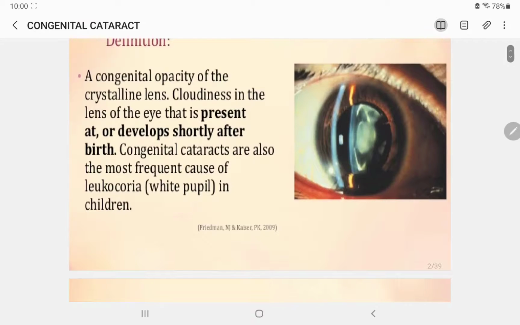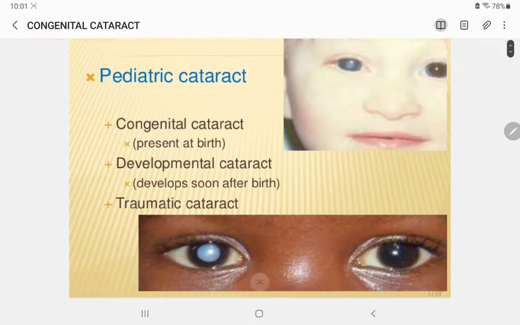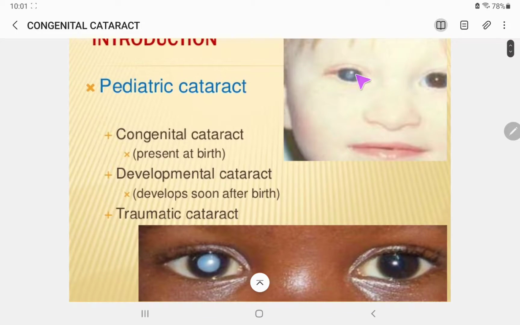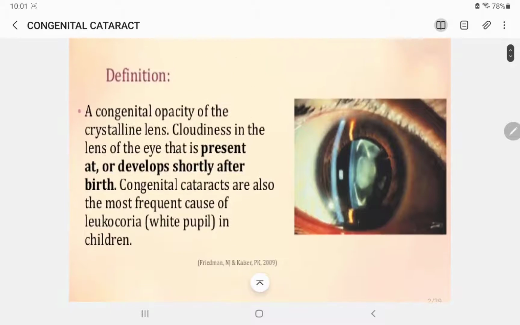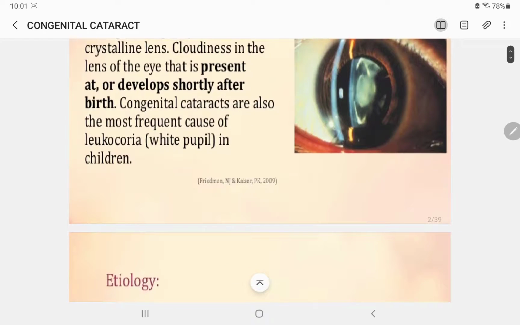Cloudiness is present in the lens of the eye, present at or developed shortly after birth. That means congenital and developmental. Congenital cataracts are also the most frequent cause of leukocoria, that is white pupil in children. We can see a white pupil here and here also. There are other causes of leukocoria, that is white pupillary reflex, like diseases of the eye such as retinoblastoma and ROP, retinopathy of prematurity. That's another topic, so we will discuss that later, but for now just know that.